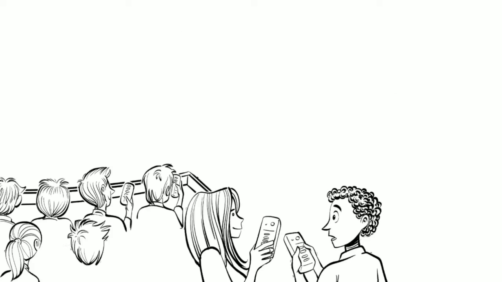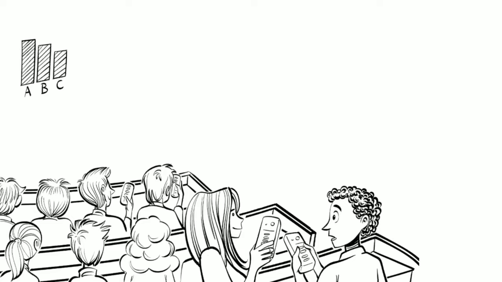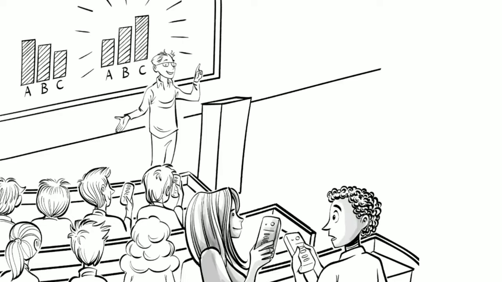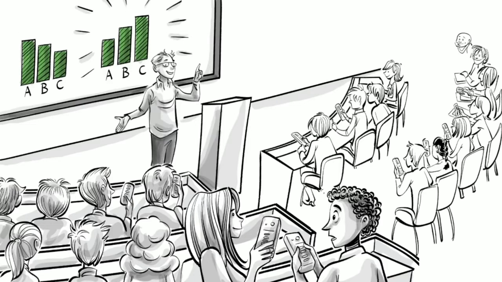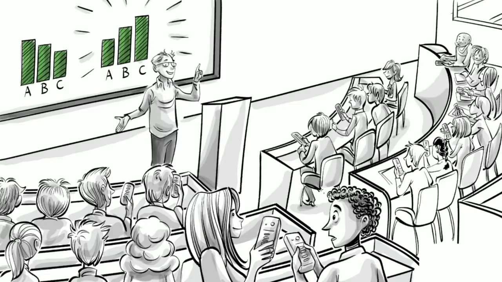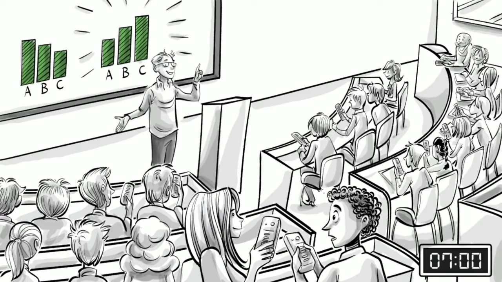Then there will be a second clicker vote, and only now the results will be shown. Typically, the second vote will be much better than the first, as students learn a great deal from their discussions. An ideal question will have about a third correct on the first vote and 85% correct on the second. All this takes around 7 minutes.